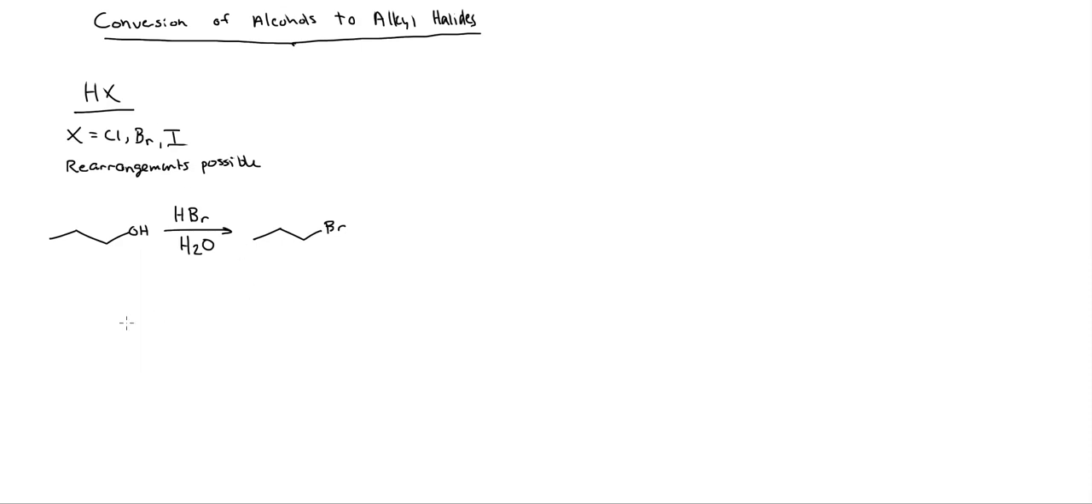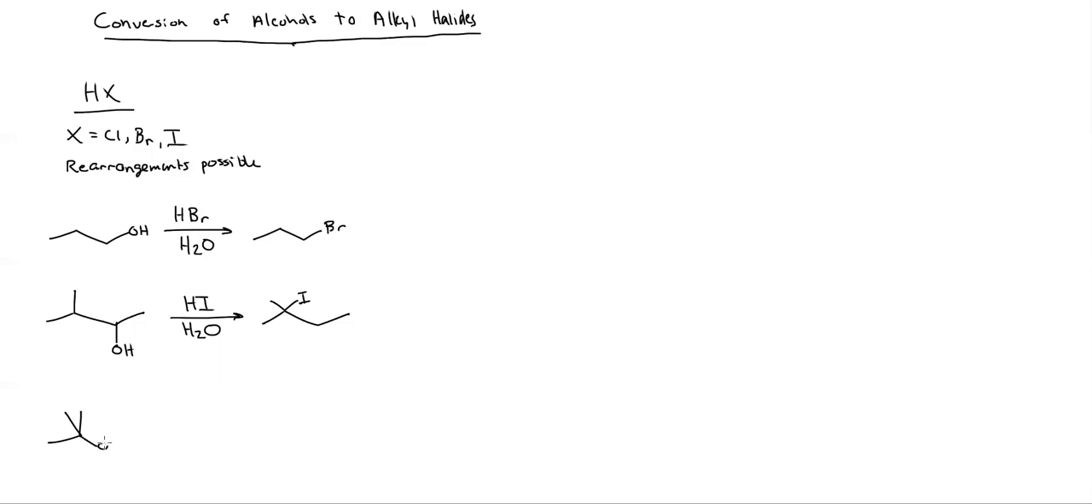Additionally, if I use a 2nd degree alcohol like this, if we take a look at this one, you'll see that if I form a carbocation here, I can have a hydride shift to this, which will occur. So if I use HI with water, then I'm going to get the I here because of that hydride shift. Okay. And I can also do this with 3 degree alcohols as well.